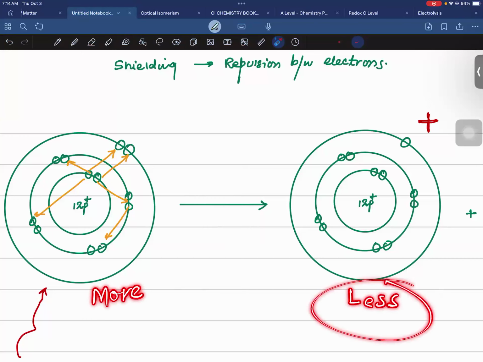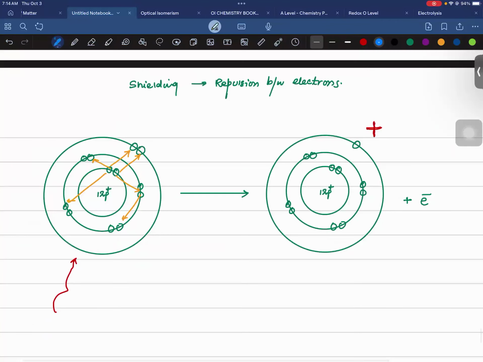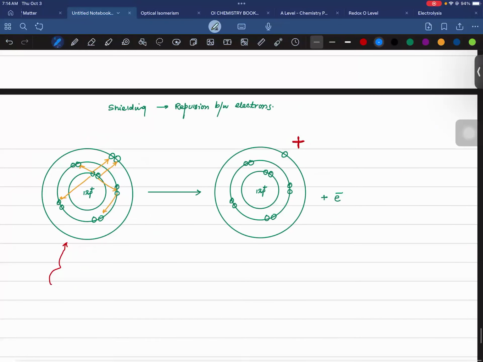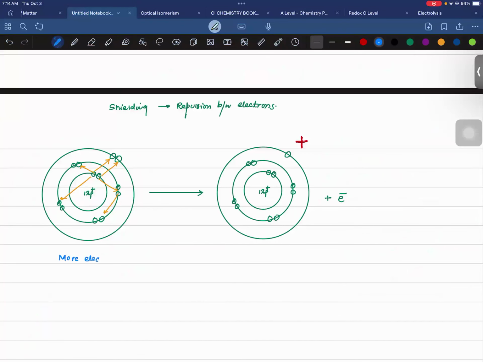So when I have less shielding, the electrons are going to decrease. An electron is removed basically from the outer shell of a magnesium atom. So what does it mean? Shielding decreases. So I am supposed to write over here: more electrons, more shielding. Less electrons, less shielding.